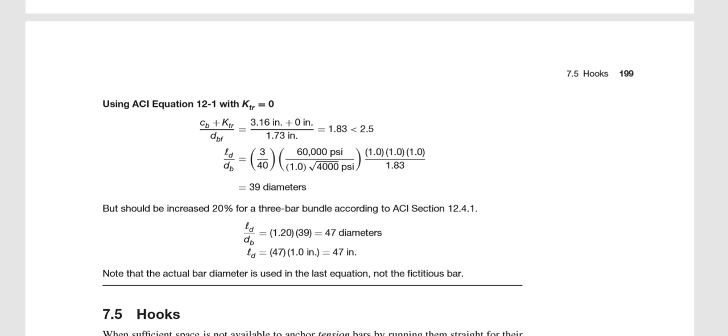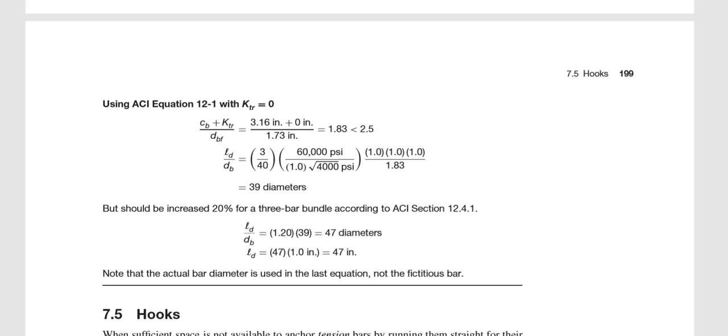In the bottom of this part, dB will be the fictitious bar, not the real bar. This is why they are using 1.73. But there's something else. The dB that we use here sometimes is the actual dB. That is something confusing and something to remember. Okay, so they calculated this portion 1.83, less than 2.5. That means good, they will use this. Then they calculated using our equation. Now this dB sometimes we write here, sometimes we write there. So they calculated this.